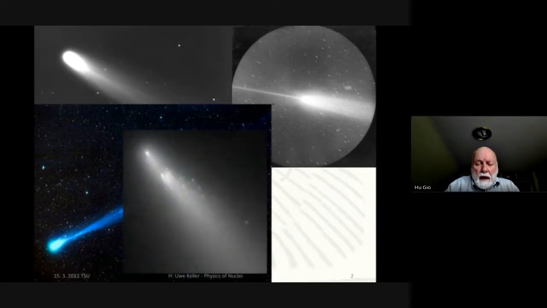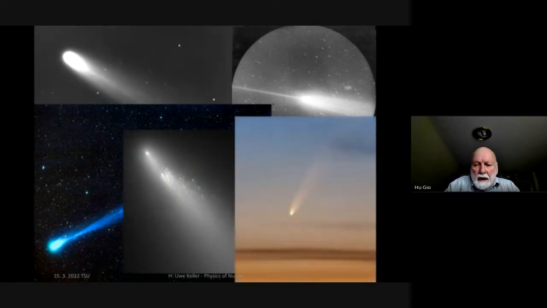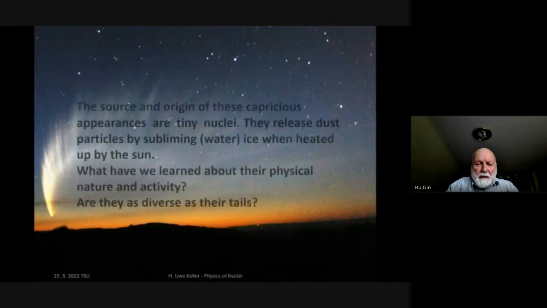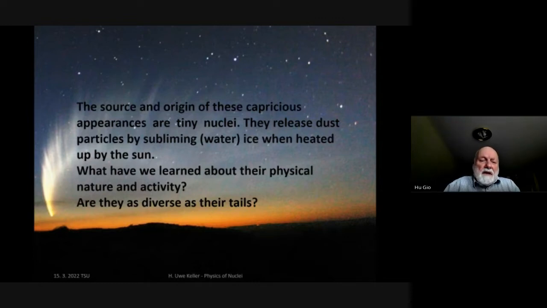And very often comets break up, and the breakup sometimes can be observed. That's probably the normal fate of a comet, that it breaks up finally before it disappears. And comets can be very large phenomena covering the whole sky, and very impressive, of course. And the question is, how is this capricious appearance formed? Where does it come from? What is the source of this phenomenon?